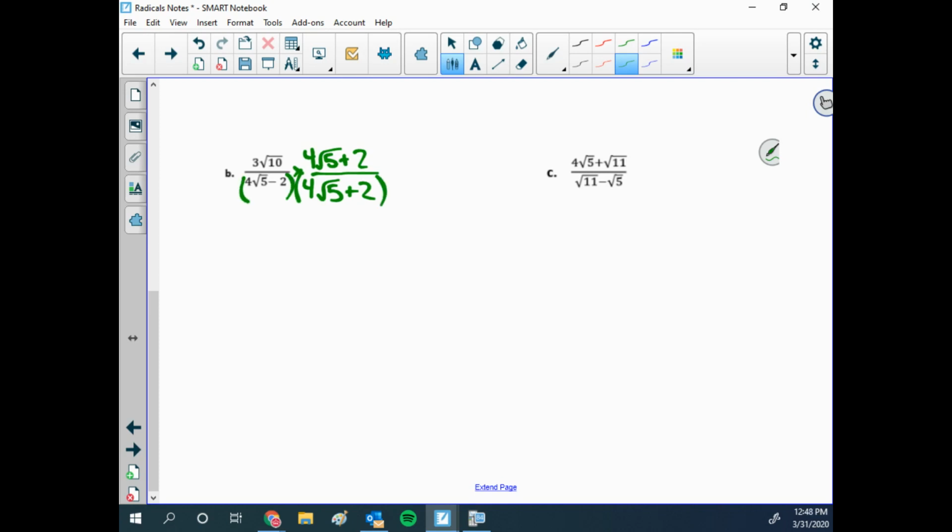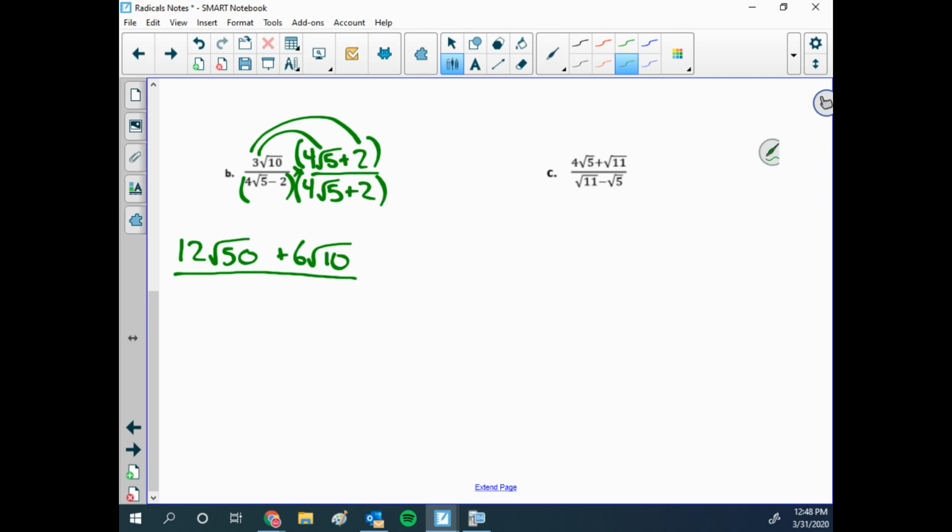On the top here, this is going to get multiplied to both of these terms. So 3 root 10 times 4 root 5. 3 times 4 is 12, and 10 times 5 is root 50. Plus 2 times 3 root 10, so plus 6 root 10 over the denominator.